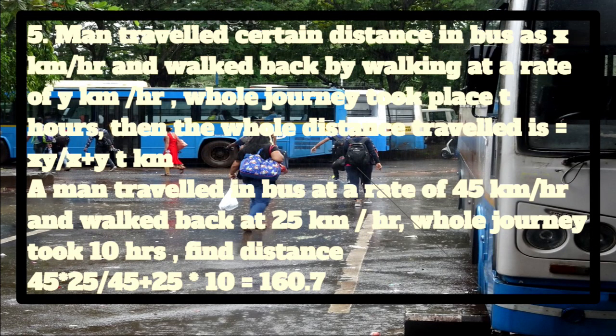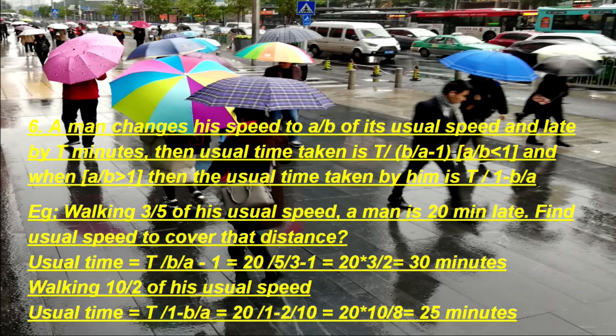The fifth one is that he traveled by bus at x kilometers per hour and walked back at y kilometers per hour. We have to calculate the distance. First he goes by bus, secondly he walks back. So the distance is xy by x plus y into t kilometers. Don't forget that time.